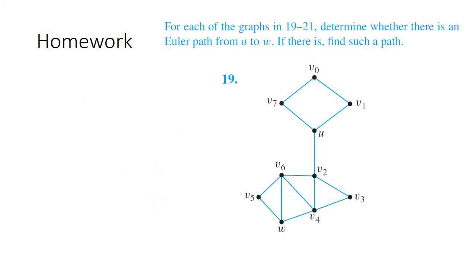Okay, so here's a homework problem for you. Figure out if this has an Euler path from U to W, and if it does, then write one down. This should be trail. Sorry, I just made the same mistake as the author. Trail.